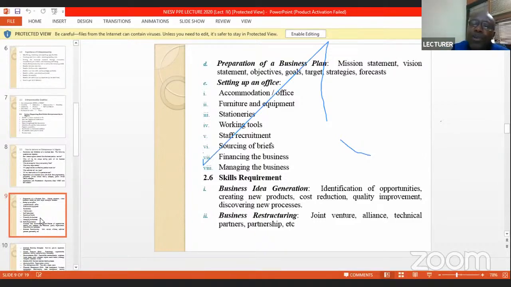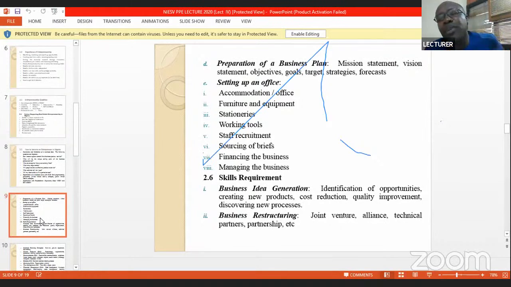Immediately after your business plan, the next thing is to set up a practice. Setting up a practice is not an easy thing. It requires quite a number of emotional, financial, and personal things. For instance, setting up an office will mean finding an office space.